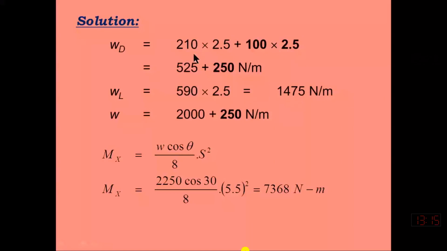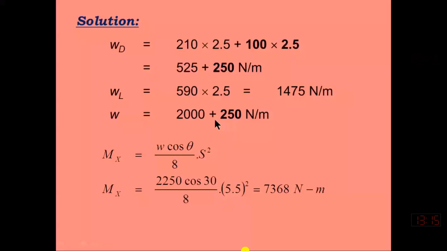So total dead load will be 525 plus 250. 250 is the self weight and 525 is the superimposed dead load. Similarly, the live load is given as 590. If the inclination of the roofing system is more than 30 degrees, then the snow load or live load will be equal to 590 Newton per meter square, or even 600 you may assume. Multiplied by the panel length or spacing of purlin, the live load is 1475.